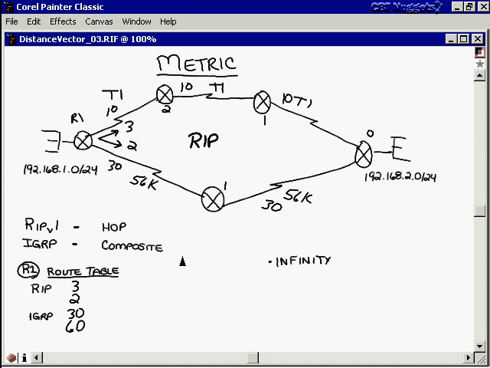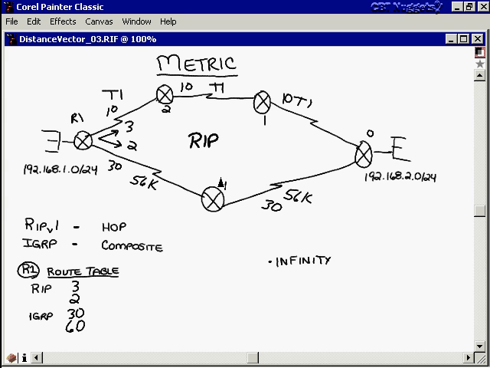Pretty cool, huh? Now, I mean, that could be true the other way around. These could have been 56K links. These could have been T1, and it could have been that RIP and IGRP would still agree on the optimal path. Distance vector routing protocols are designed for medium to small size networks. They can't handle very complex, large networks.